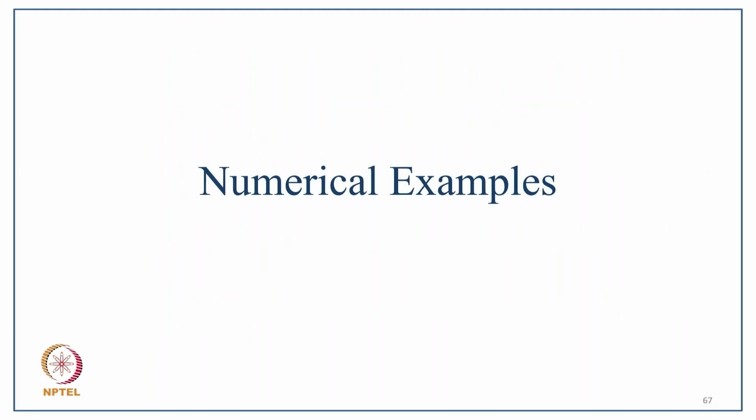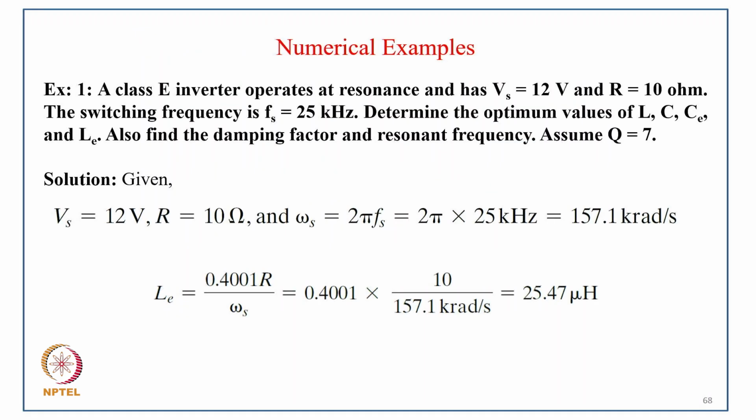Now coming to numerical examples. Starting with the first numerical example: a class C resonant inverter operates at resonance and has Vs equal to 12 volt, R equal to 10 ohm, and the switching frequency Fs equal to 25 kHz. Determine the optimum value of L, C, CE and LE, and also find the damping factor and resonant frequency, and consider Q equal to 7.